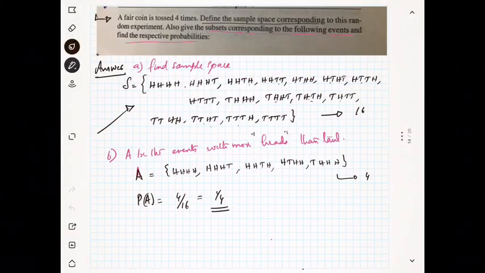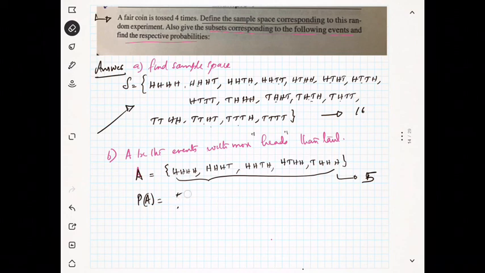Did I make any mistake in the previous situation? Oh, I have made a mistake here. This is not 4 actually. This is 5, so it should be 5 over 16.